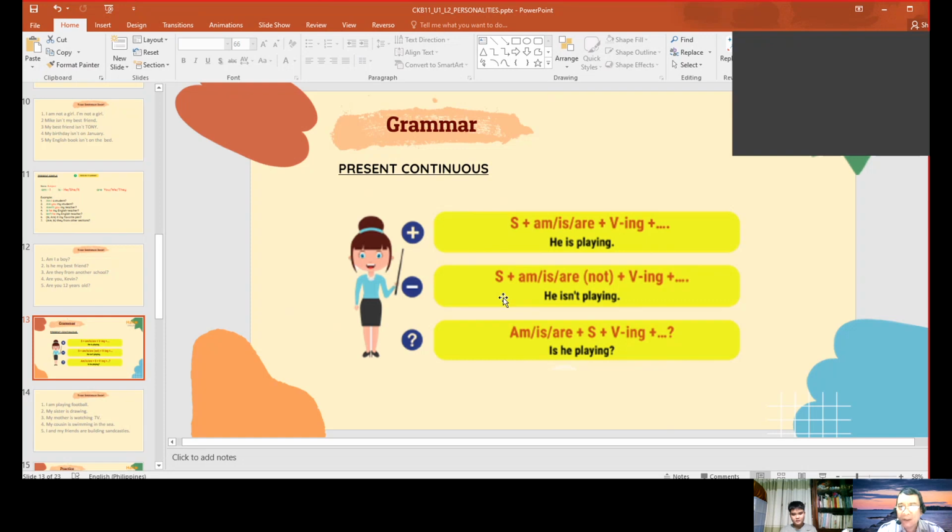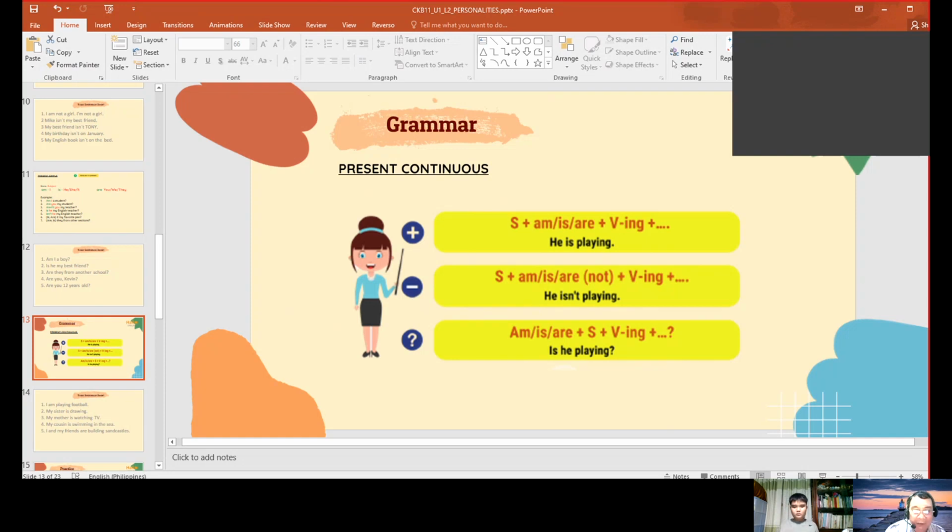Now, what about negative one? So the negative one is also very easy. What you're going to do is you just have to put not again. And then you can use the contracted form. For example, he isn't playing. Our subject is he, and then we use is not. So the contracted form is isn't, and then playing. So the ing verb again. But we just use not because that's under negative.